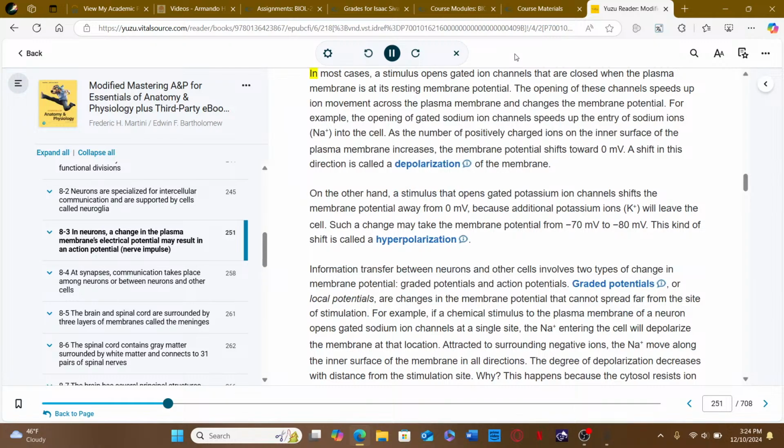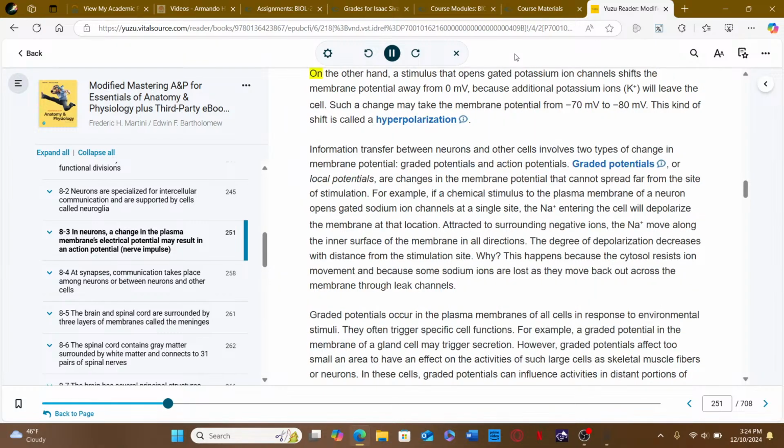In most cases, a stimulus opens gated ion channels that are closed when the plasma membrane is at its resting membrane potential. The opening of these channels speeds up ion movement across the plasma membrane and changes the membrane potential. For example, the opening of gated sodium ion channels speeds up the entry of sodium ions, Na+, into the cell. As the number of positively charged ions on the inner surface of the plasma membrane increases, the membrane potential shifts towards 0 mV. A shift in this direction is called a depolarization of the membrane.